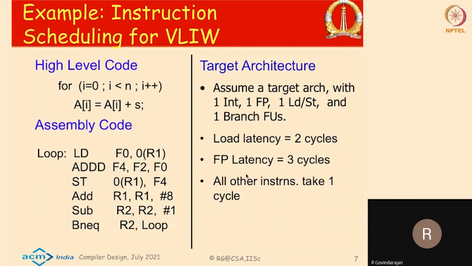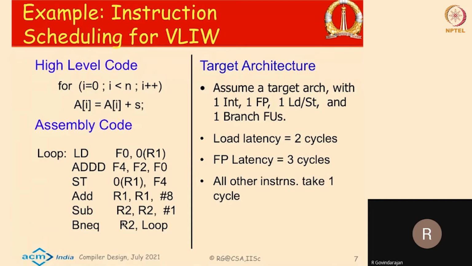Obviously, in this particular case, we have very few instructions to schedule. And as you can see, there is a lot of dependency. This load instruction produces a value F0, which is being consumed by the floating point add instruction. That produces a value F4, which is being consumed by the store instruction. Therefore, there is no parallelism at all between these instructions. And of course, this add instruction increments the pointer, which is what is being used by the load instruction and the store instruction. The subtract instruction decrements the count, which is what is being used by the branch instruction.